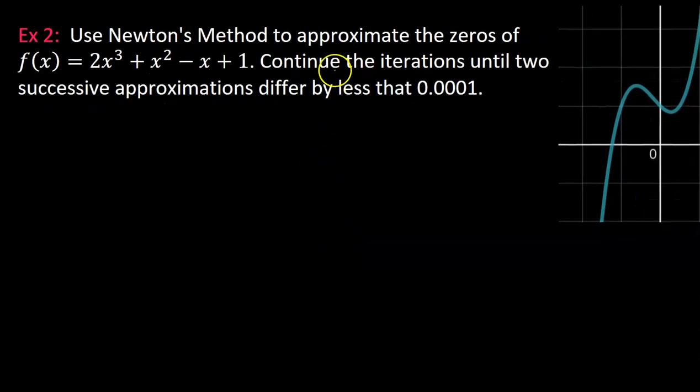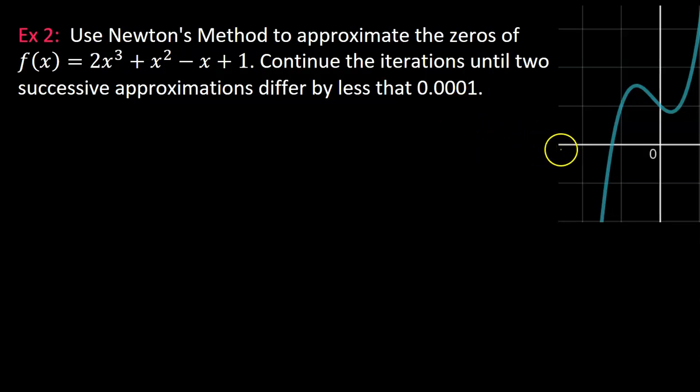Use Newton's method to approximate the zeros of f of x equals 2x to the third power plus x squared minus x plus 1. Continue the iterations until 2 successive approximations differ by less than 0.0001. In other words, we need to keep going until we have two guesses in a row that have the same 4 decimal places.